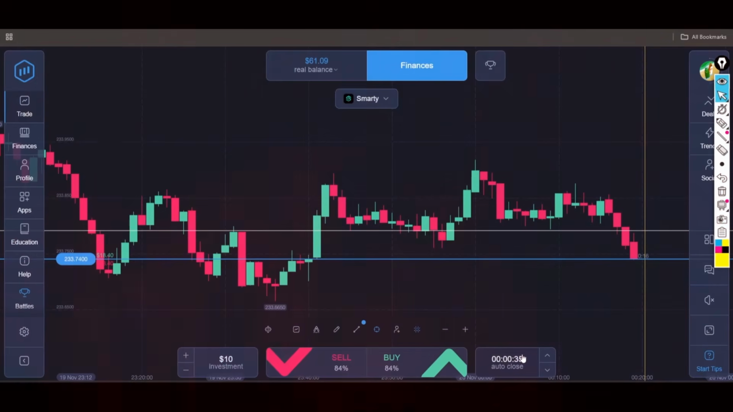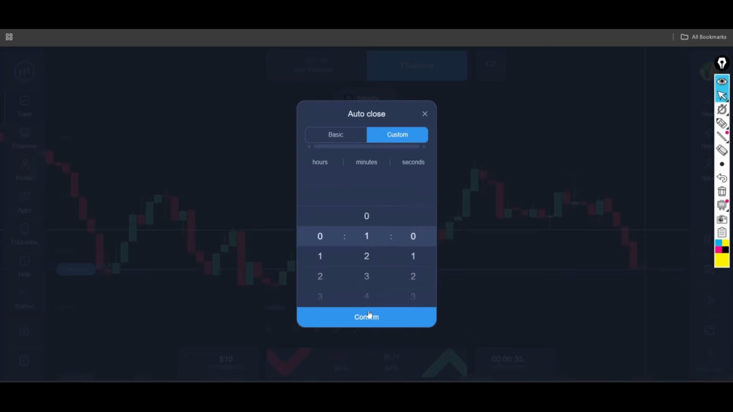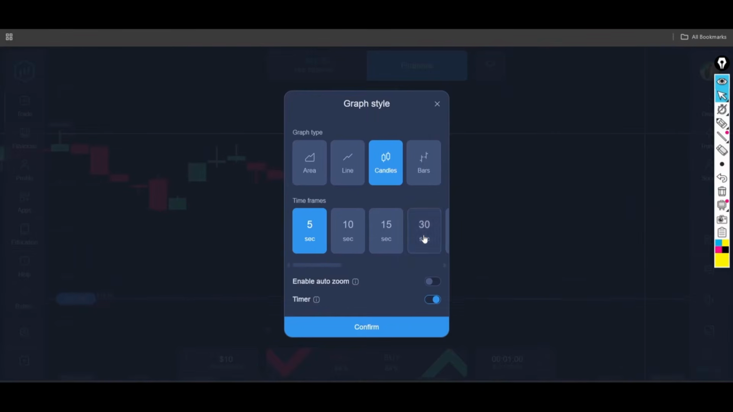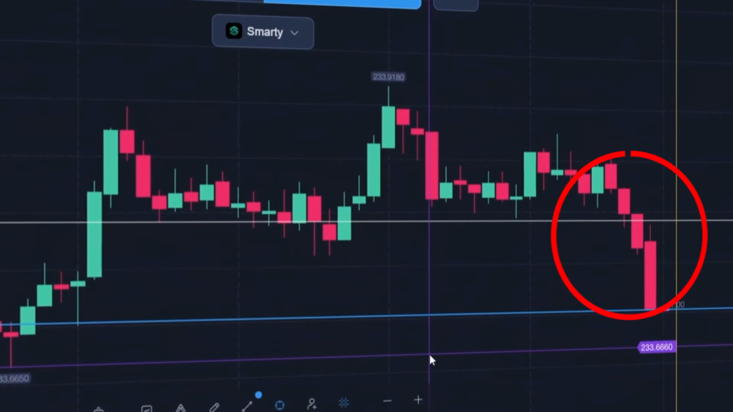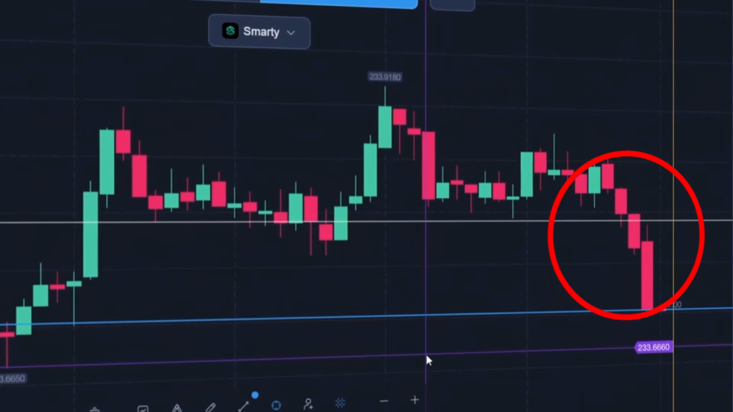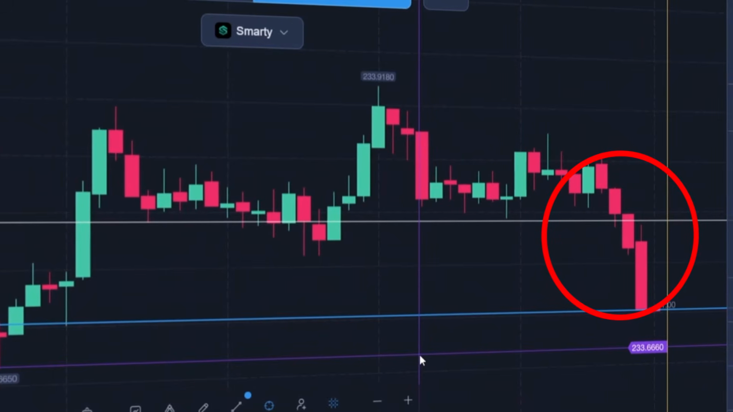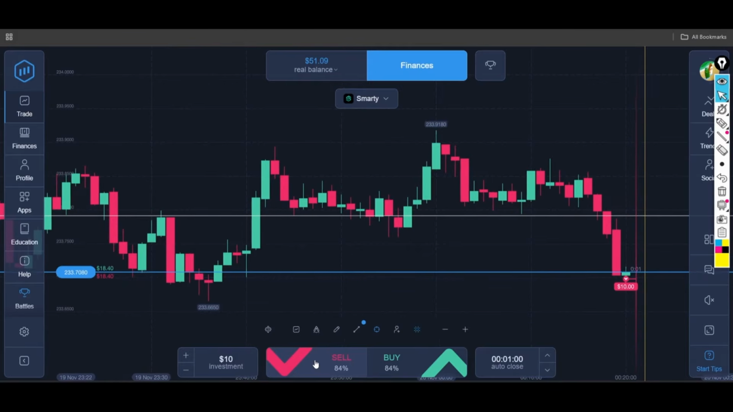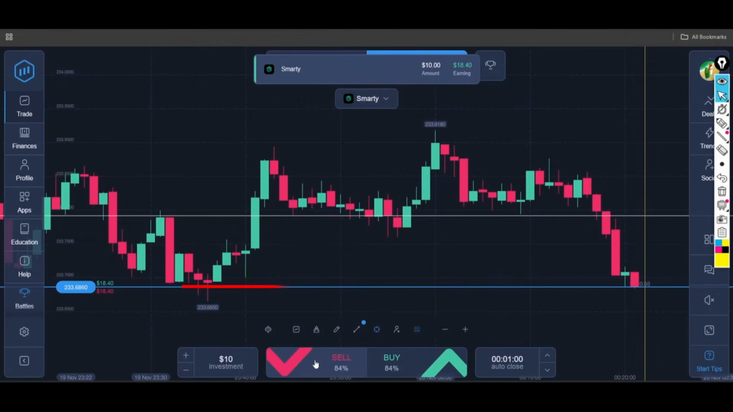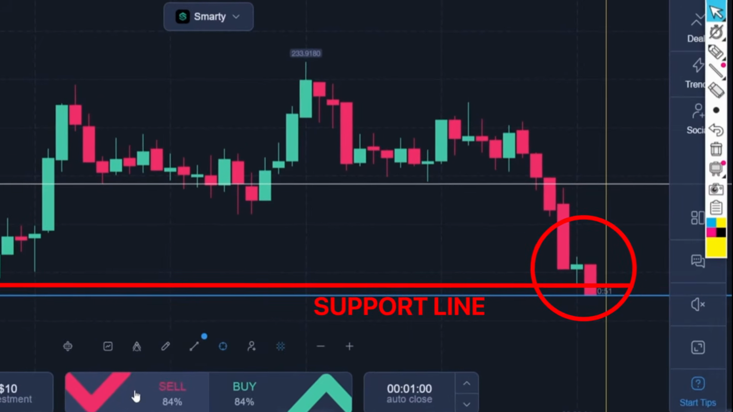Now, let's continue trading. We're still in the same Smarty Index market as earlier. I will change my trade duration to 1 minute from 35 seconds. We can see right here, there's strong selling pressure on the market. So, I will put a simple $10 sell trade. The price tried to bounce back at this support line, but was rejected and continued on a downward trend.